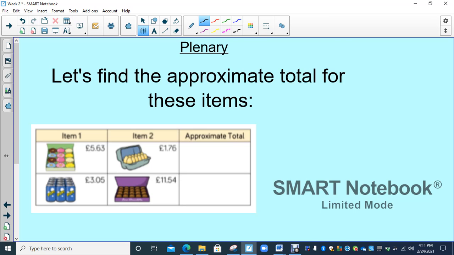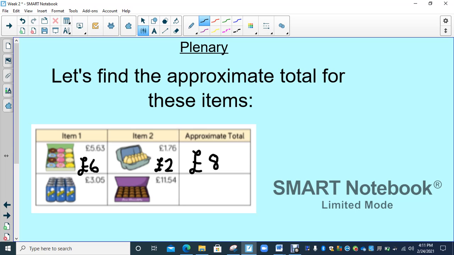£5.63 to the nearest pound. I am rounding up, so this will be £6. And I've got lots of lovely eggs there, which cost £1.76, but I need to round up to the nearest pound. It's 50 pence or more, so therefore the rounding is £2. So £6 add £2, the approximate total, the estimated total is £8.